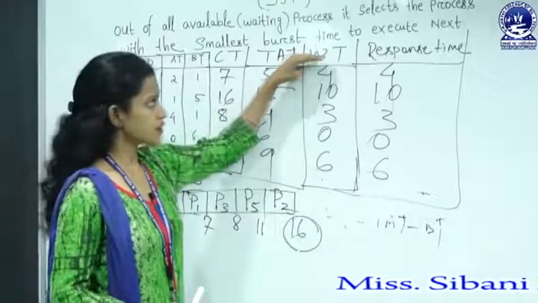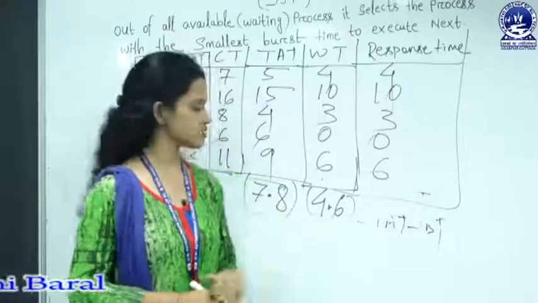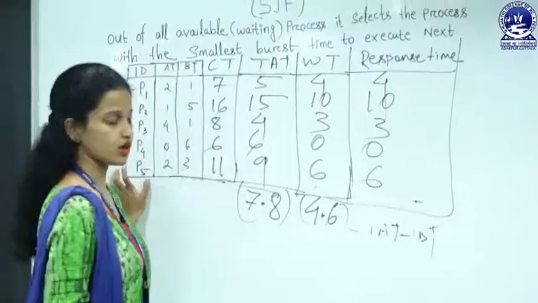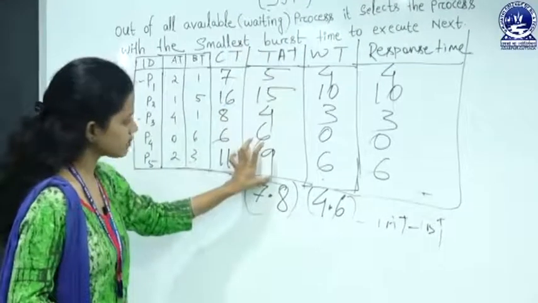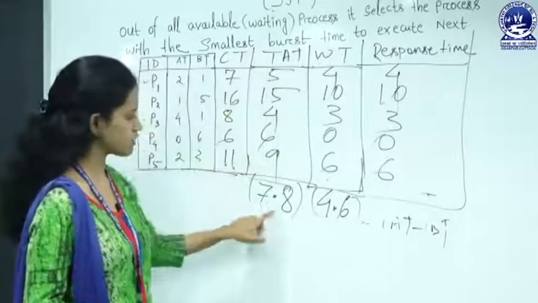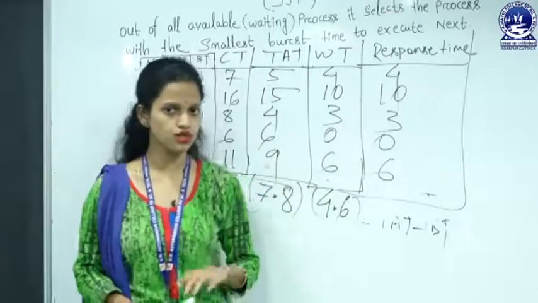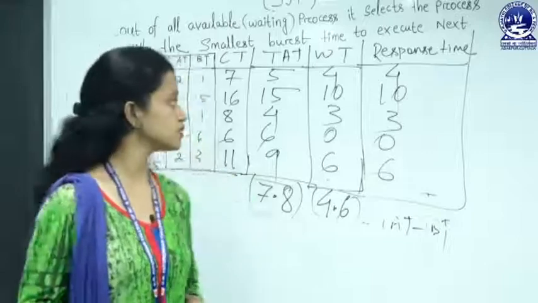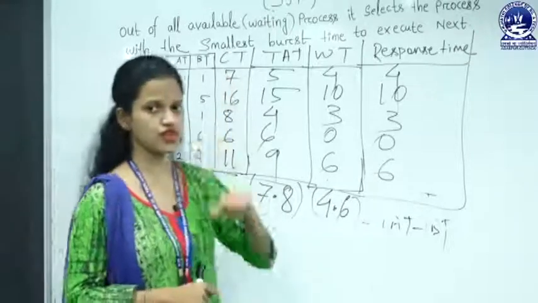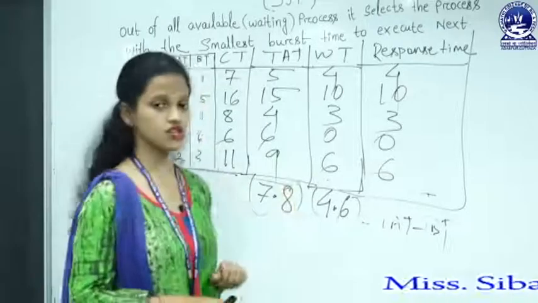Okay, let us find out the average waiting time and average turnaround time. The average waiting time is 4.6, the total waiting time divided by the number of processes, 5. The total turnaround time divided by 5 gives the average turnaround time of 7.8, and the average waiting time is 4.6. So I hope this was clear to you, and that you understand the non-preemptive version of SJF. There are some advantages and disadvantages of SJF scheduling.